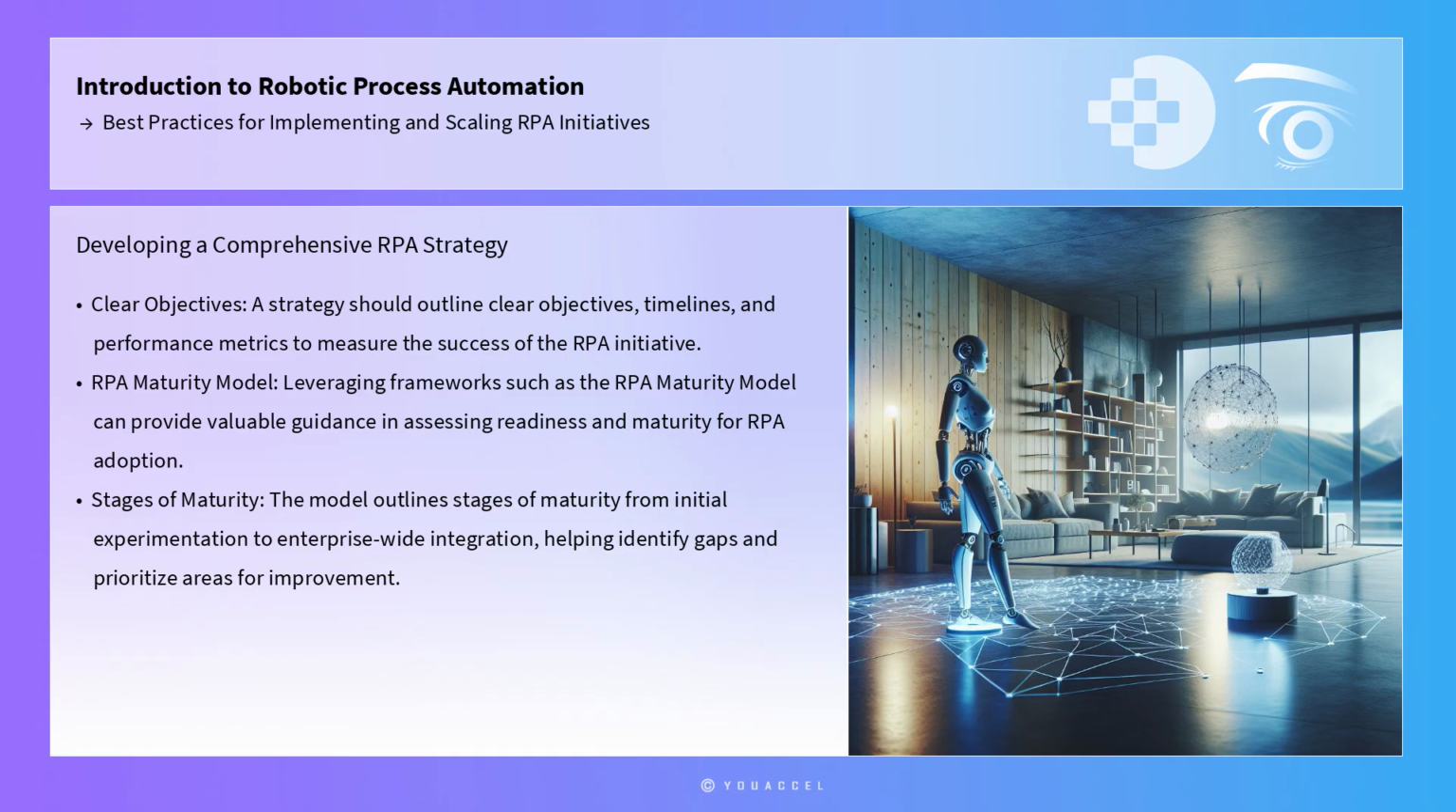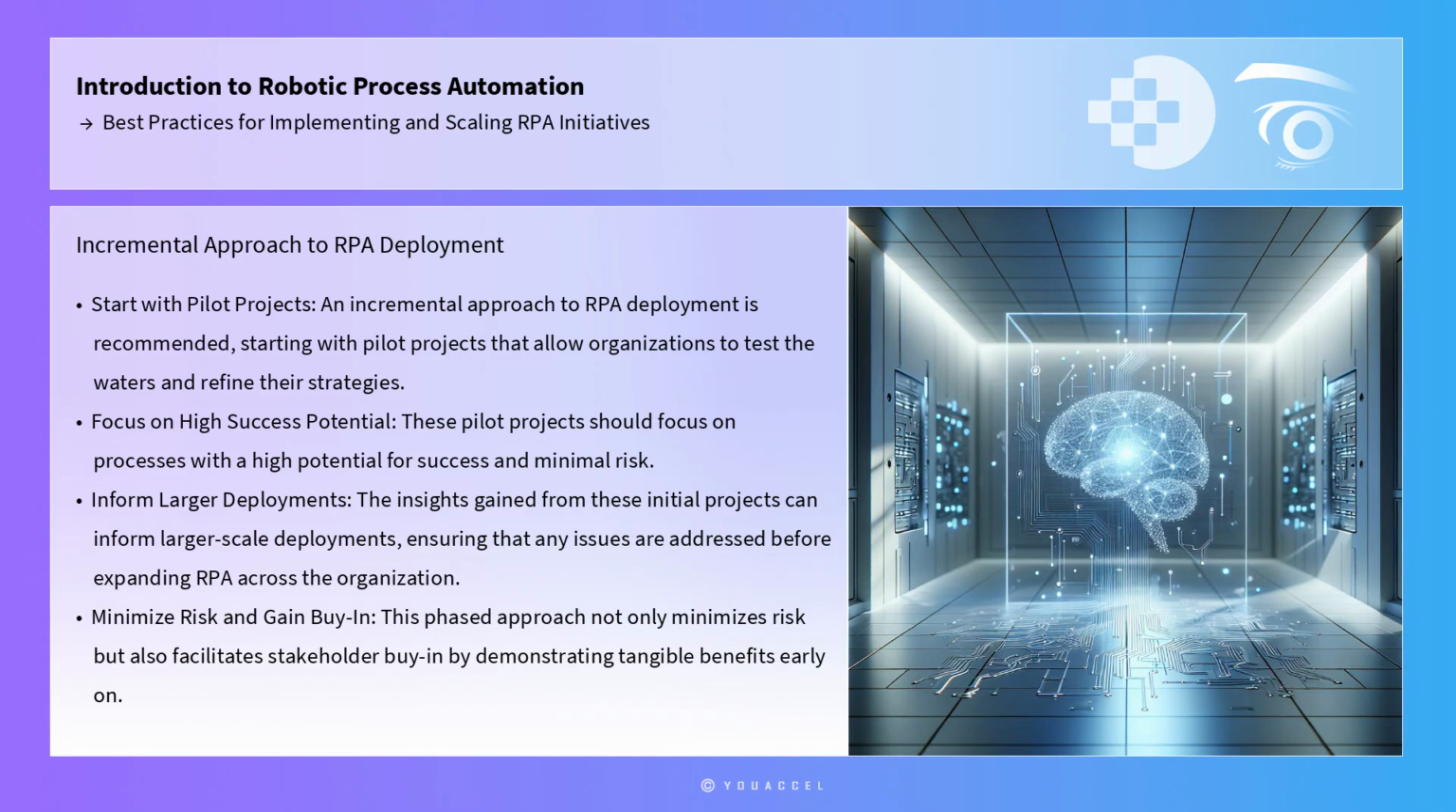prioritize areas for improvement. An incremental approach to RPA deployment is recommended, starting with pilot projects that allow organizations to test the waters and refine their strategies. These pilot projects should focus on processes with a high potential for success and minimal risk. The insights gained from these initial projects can inform larger-scale deployments, ensuring that any issues are addressed before expanding RPA across the organization. This phased approach not only minimizes risk, but also facilitates stakeholder buy-in by demonstrating tangible benefits early on.